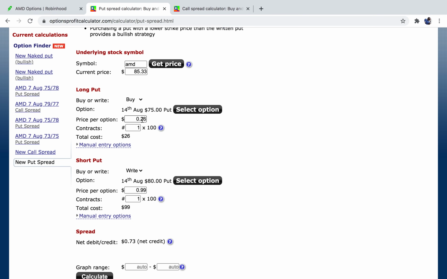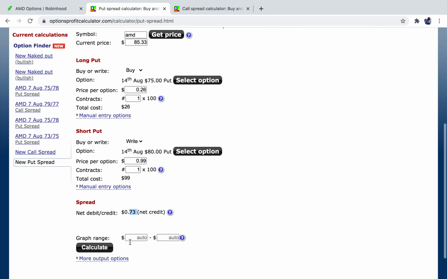There's 100 shares in each contract. So we're going to pay $26. And so since we're receiving $99 for selling this put, but then we're paying $26 for buying this put, we're going to receive 99 minus 26, or 73 cents per share. 73 cents times 100 shares is $73. Okay, and so that's the difference between a credit spread and a debit spread.